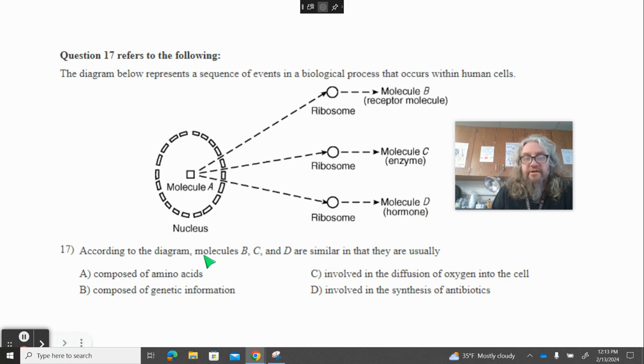17. According to the diagram, molecules B, C, and D are similar in that they are usually A, composed of amino acids, B, composed of genetic information, C, involved in the diffusion of oxygen into the cell, D, involved in the synthesis of antibiotics.